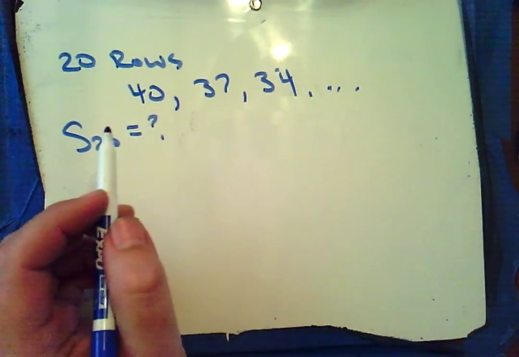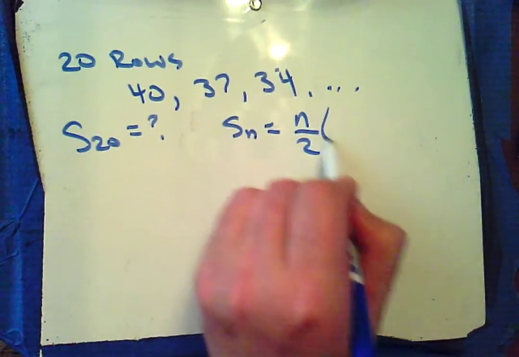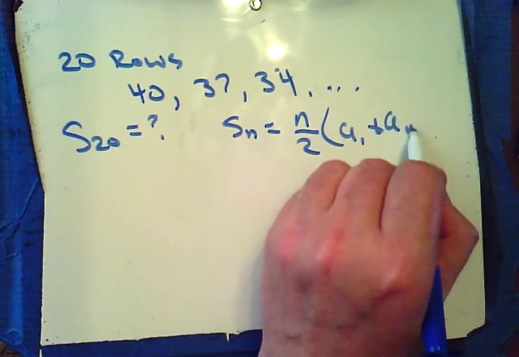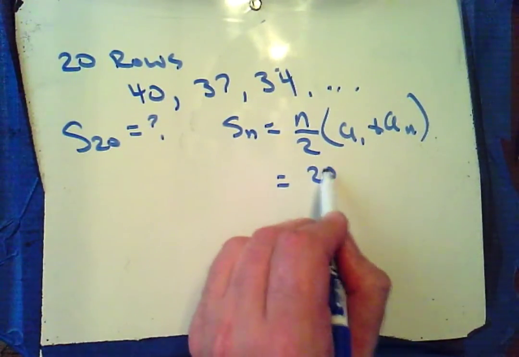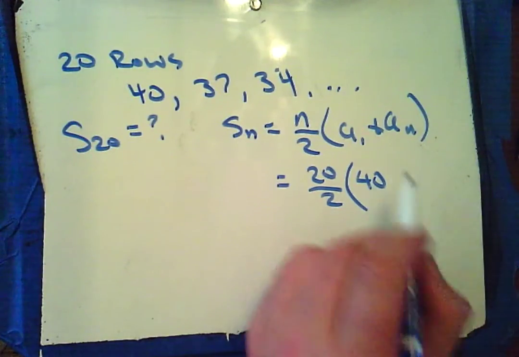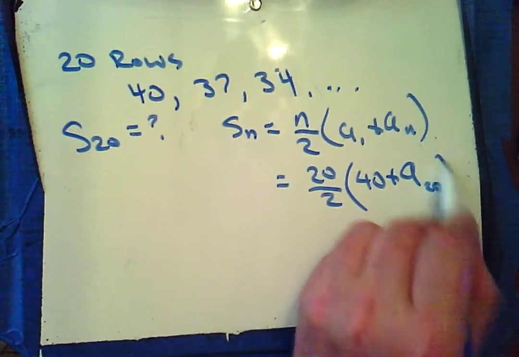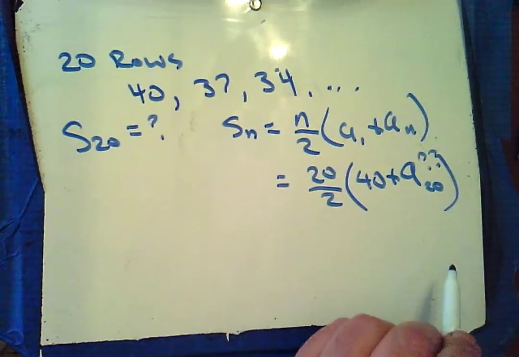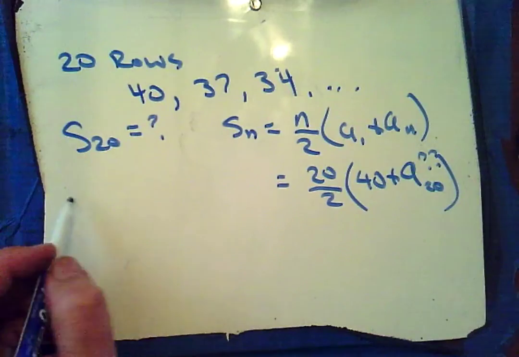Welcome back. So we know that S sub n is n over 2 times a sub 1 plus a sub n. And in this problem, we know that n is 20 because we want the sum of 20 rows. We know there are 40 seats in the first row, but how many seats are there in the 20th row? I don't know that yet.